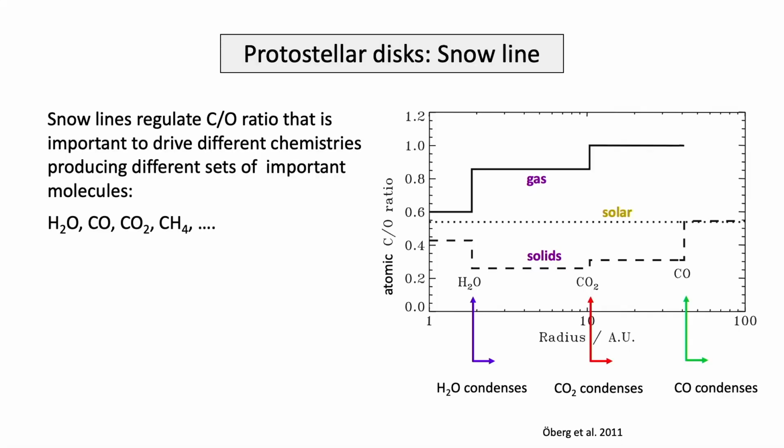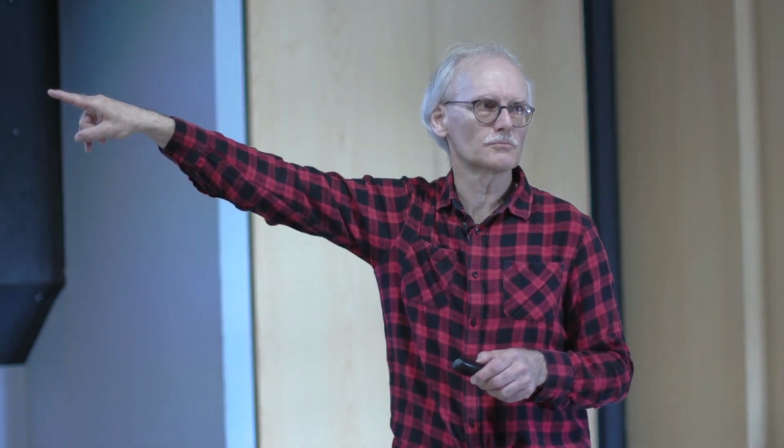Why does this have consequences for planets? This is a quite simple example, but I think it really illustrates what is important here. This is radius, distance from the star. That is the important C/O ratio, the abundance ratio of carbon compared to oxygen. Not atoms or whatever. It's the total number of carbon atoms in any molecule divided by the total number of oxygen atoms in any molecule.